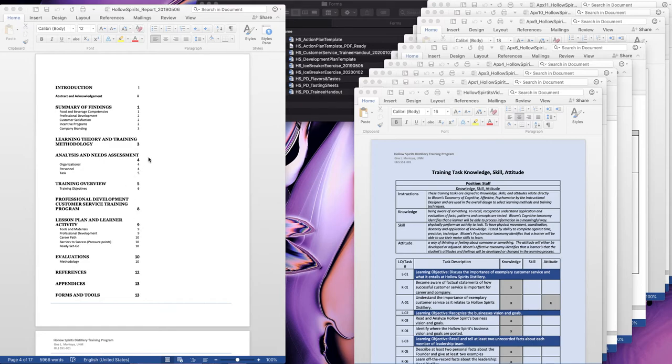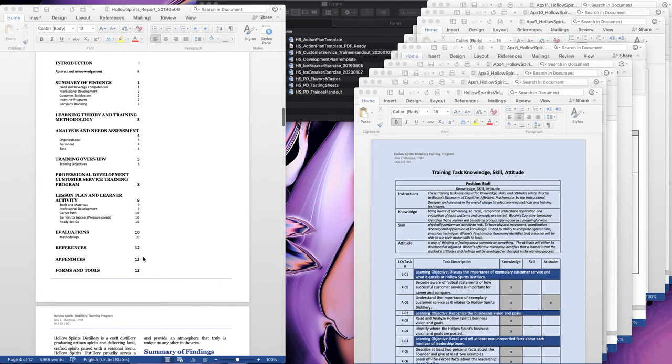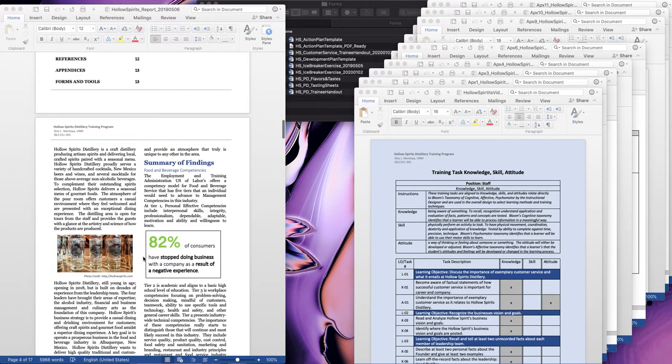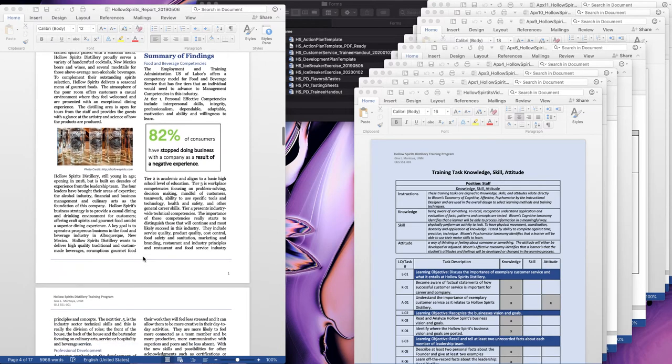I also conducted an analysis and needs assessment, and then I worked on the training objectives. Finally, I discussed with them how to conduct an evaluation and how to use the information to continue to improve their overall program. This report will be available on my ePortfolio for a full review.